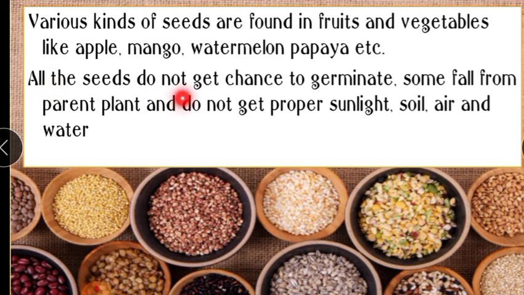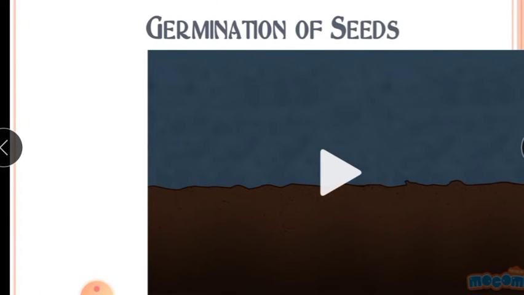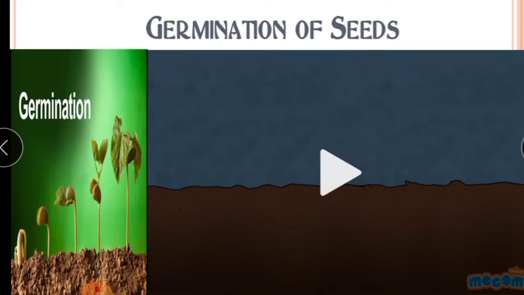All the seeds do not get a chance to germinate. Some of them fall from the parent plant and do not get proper sunlight, soil, air and water. Now kids, it's time to learn the process of germination. For understanding that process, we are going to see one small video.